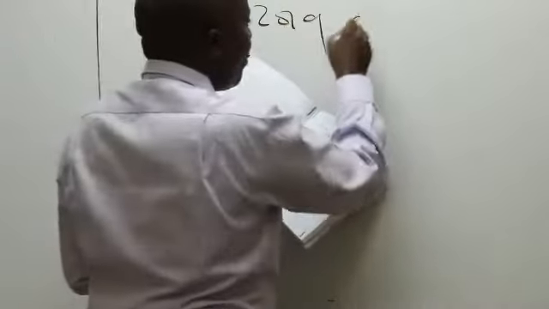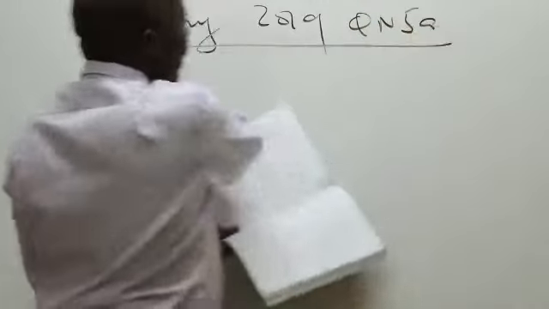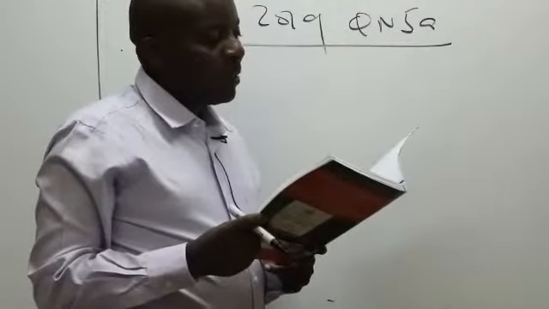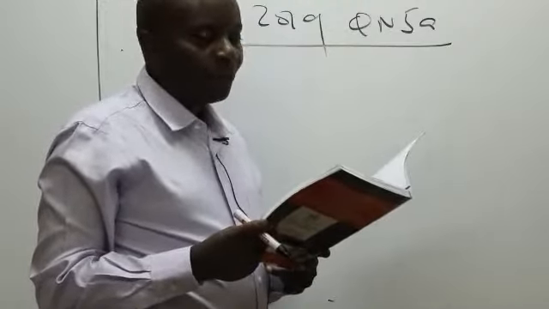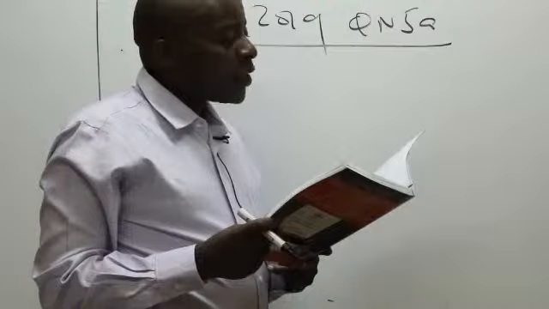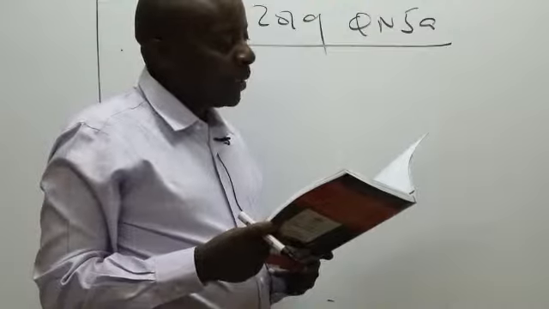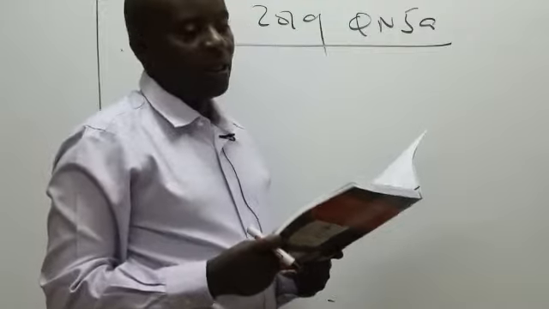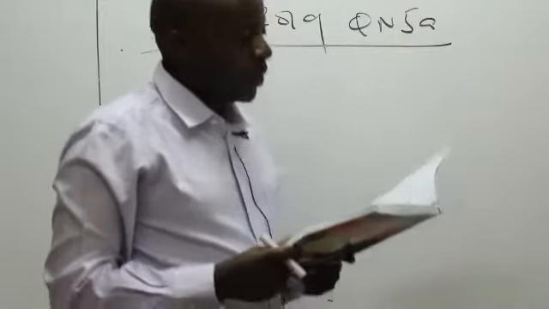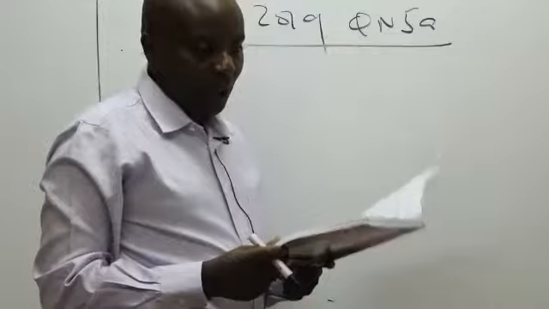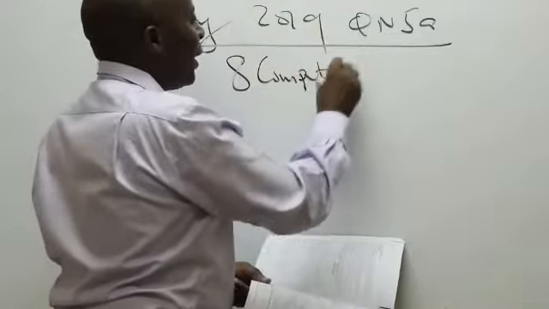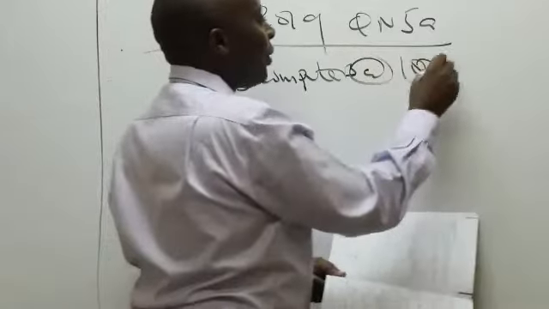May 2019, question number 5A. So you're told here, JESA Tours and Travel is a private limited company in the tourism industry. In order to improve customer service and provide the management with timely and quality information, the company is contemplating to purchase 8 microcomputers at a cost of 100,000 each. So 8 computers, and they're telling us that each is 100,000.